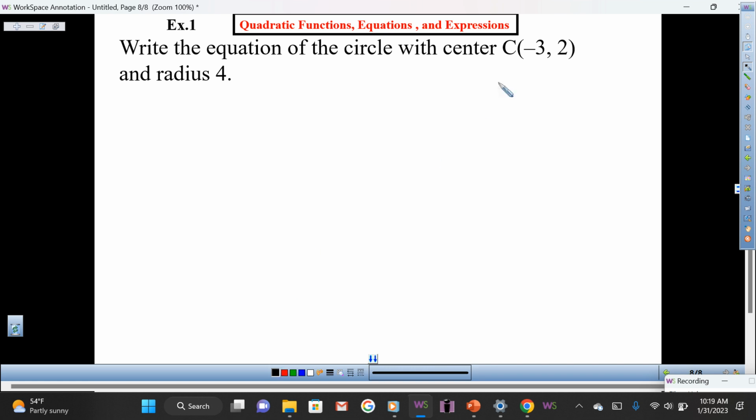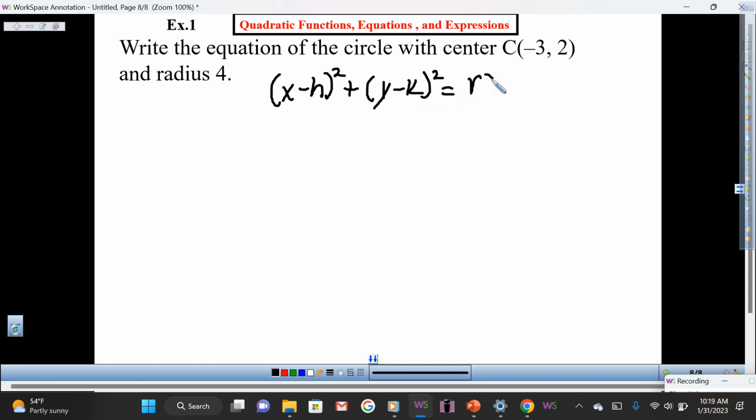So what is our center? (-3, 2), and what is the radius? 4. All right, here we go. First thing we do is write our standard form equation of a circle. (x minus h) squared plus (y minus k) squared equals r squared.